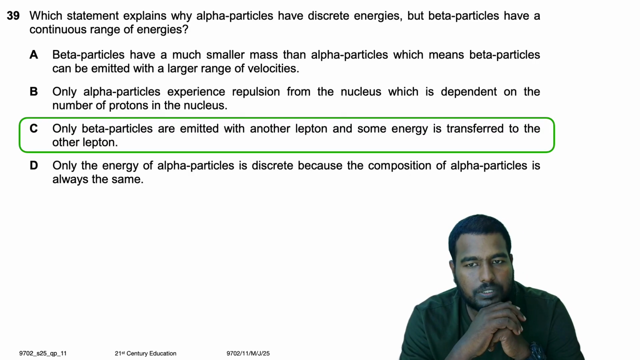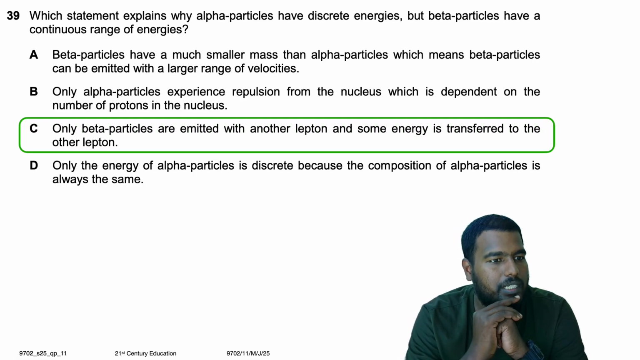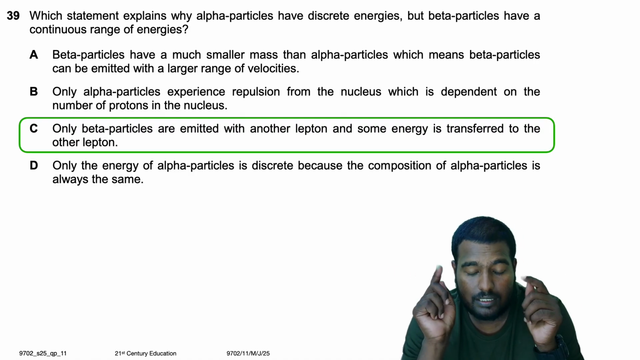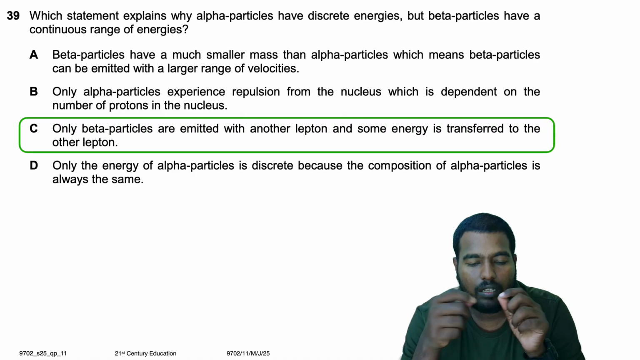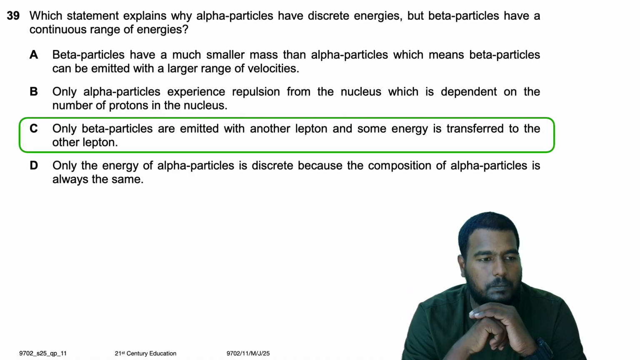Let's see why the other options are wrong. Beta particles have much smaller mass than alpha particles, which means beta particles can be emitted with a larger range of velocities. This has nothing to do with mass. This has to do with how many steps or what the process is and what particles are involved. Alpha involves 2, beta involves 3. So no.